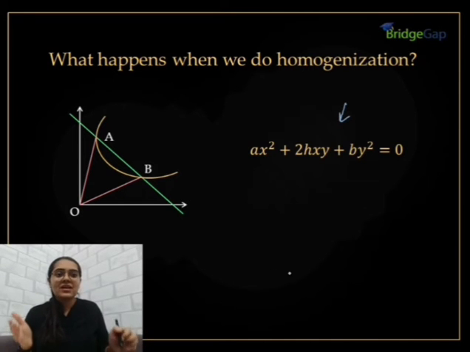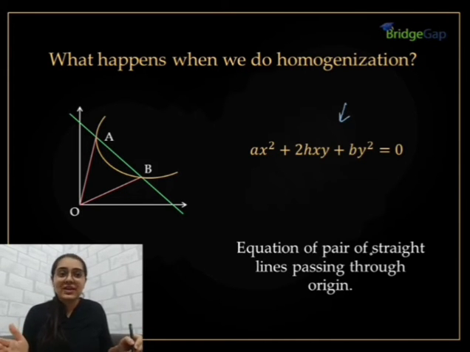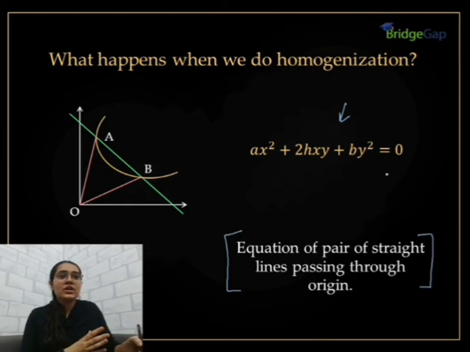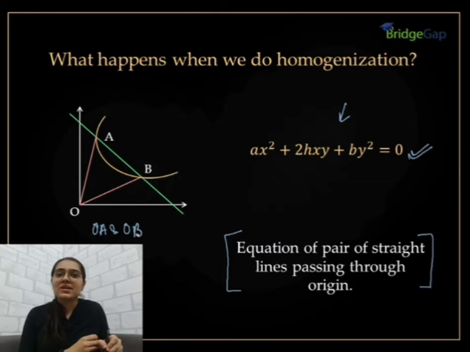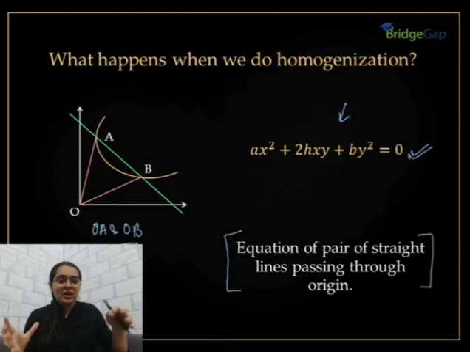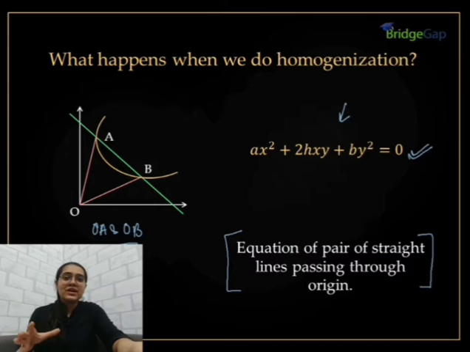And this is nothing but the equation of a pair of straight lines passing through the origin. So what we did is, we had this non-homogeneous equation, we homogenized it, we converted it into a homogeneous equation, and we got the equation of a pair of straight lines passing through the origin, and that will be the equation of OA and OB respectively. Right? Now this is the whole procedure of homogenization. Why are we doing homogenization? To simplify the method of solving and to find the equation of the pair of lines OA and OB.